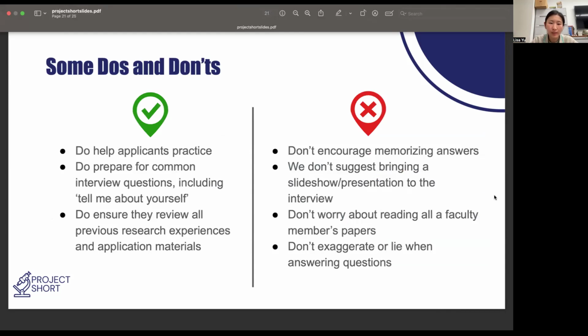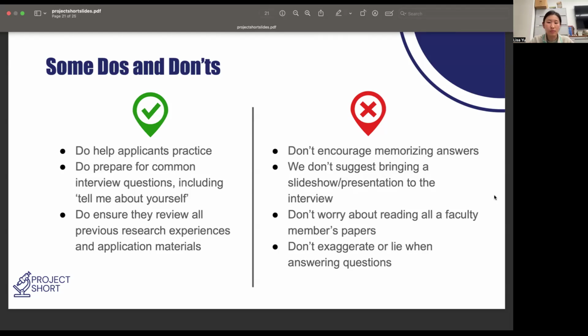And broadly, we put together some do's and don'ts in terms of the interview process. So definitely help your mentees practice and prepare for common interview questions. A super common one that's, I think, deceptively hard to answer is the "tell me about yourself." And I think if you're unprepared for that, it can be very easy to go on for a while without a clear purpose. And also recommend that you make sure your mentees review their previous application materials. What we really don't recommend is memorizing answers. So practice lots, but not memorize.